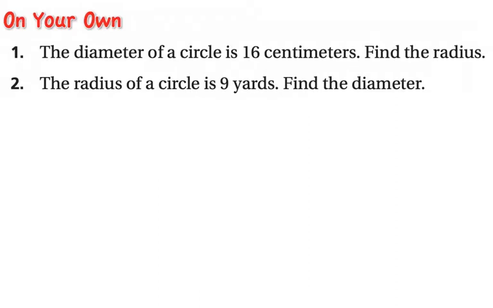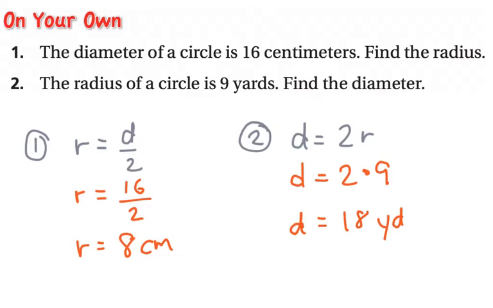Go ahead and pause the video now if you'd like to take a moment to work on your own, and then when you're ready, unpause the video to see the solutions. Here are your solutions for you. For number 1, since it says that we need to find the radius, we're going to go ahead and use our radius formula, which is r equals d divided by 2. Since they told us that the diameter of the circle is 16 centimeters, I substituted 16 here for d, or diameter. We would have just simplified whatever 16 divided by 2 is, and for number 1, r should equal 8 centimeters.